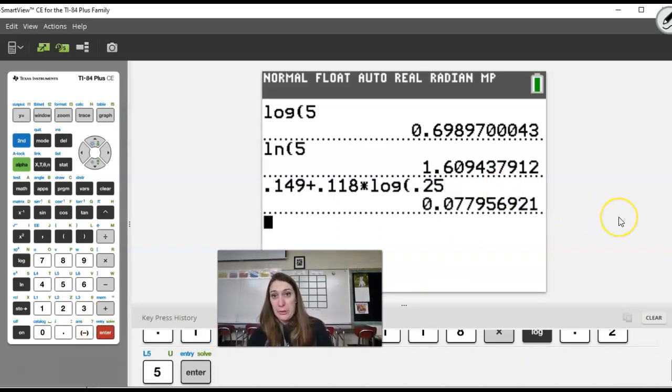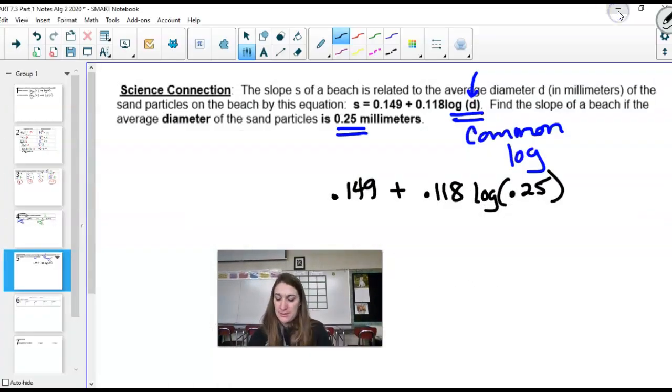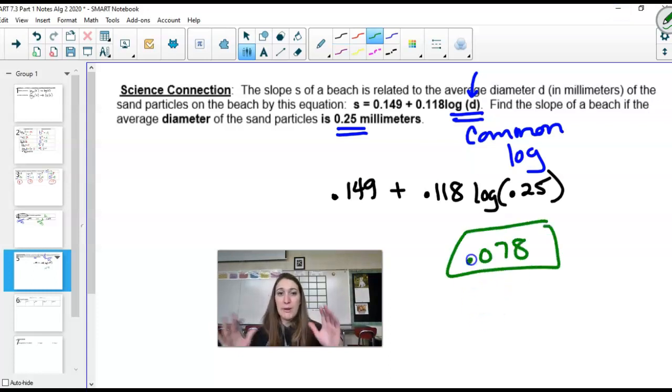All right, so unfortunately, I don't know if this is a safe beach or not. 0.078. We'll write that down. They have some sort of threshold where it says if it's this, then we're good. You can open your beach, and if not, you're going to have to close your beach down.